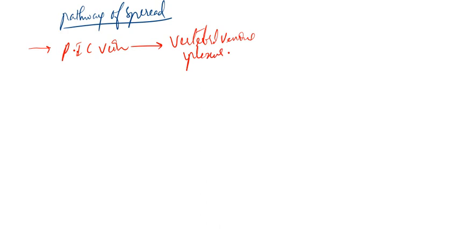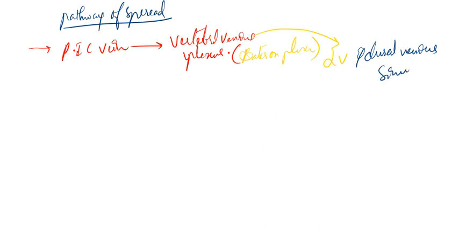Now the vertebral venous plexus, with which name is it also called? It is also called Batson's plexus. Remember. Now through the Batson's plexus, the malignant cells reach the lumbar vertebra. And also, to which sinus do they go? To the dural venous sinus. They also go to the dural venous sinus.